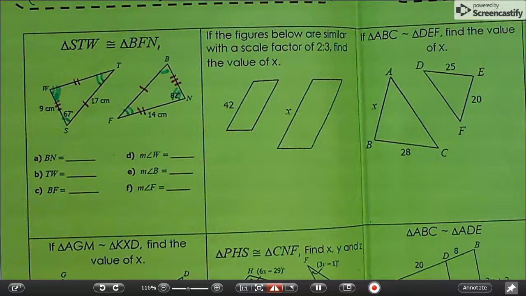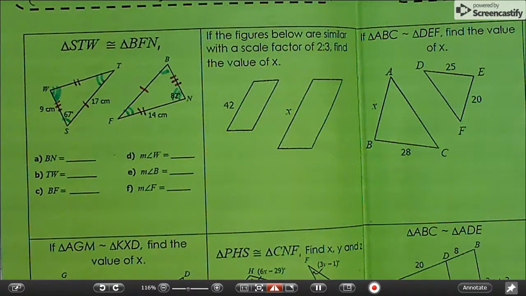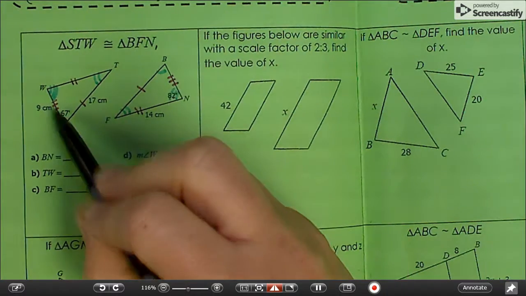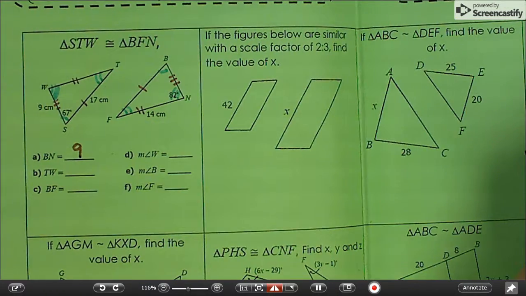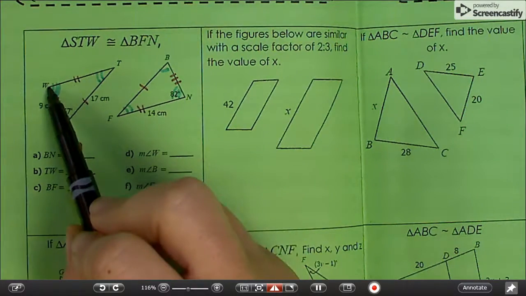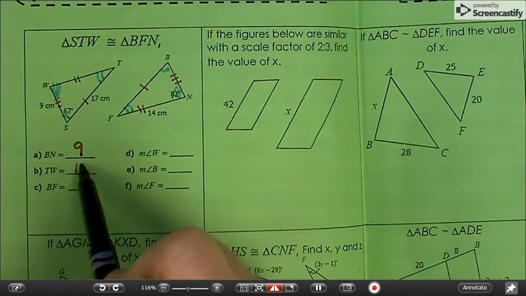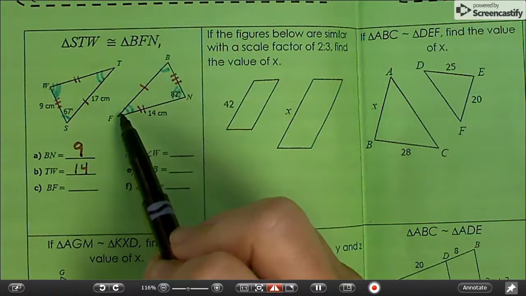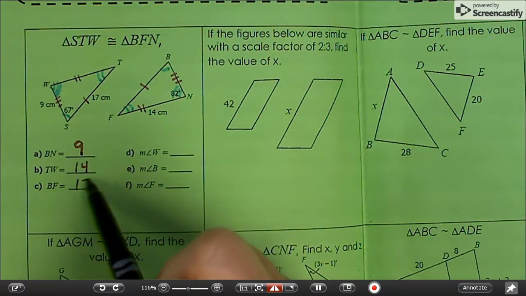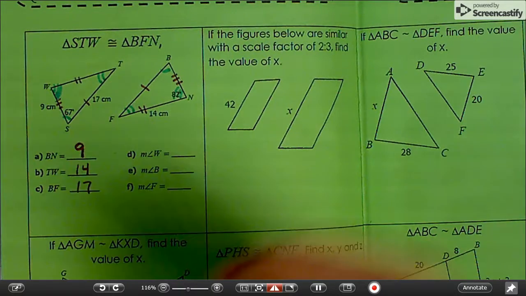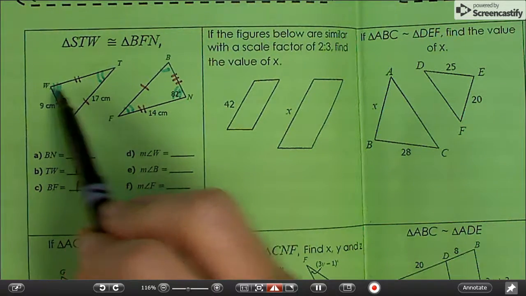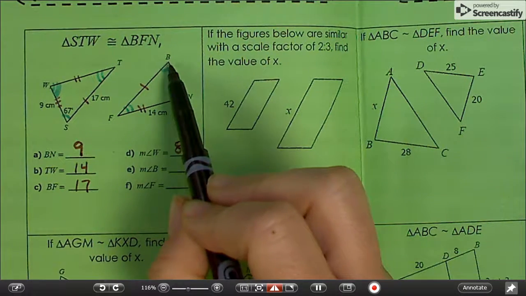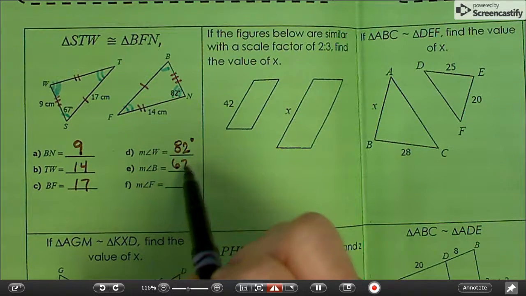All right, so now we're going to look at what it's asking for. BN right here, well, that corresponds with WS, so we know that has to be 9. TW goes with FN, so that has to be 14. We're just using the same number because these are congruent. BF goes with TS, so that's 17. I hope you can see how that works. Angle W corresponds with angle N, so 82 degrees. Angle B corresponds with angle S, so 67 degrees.